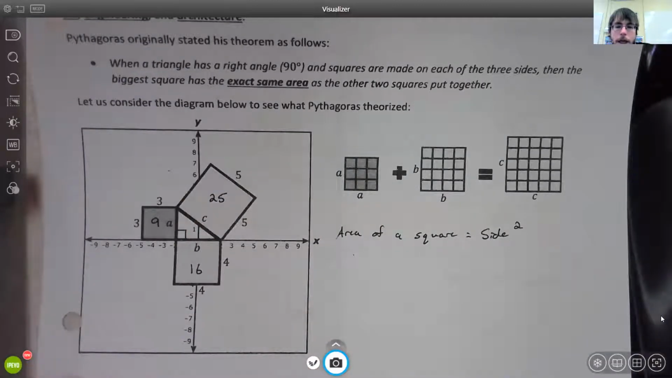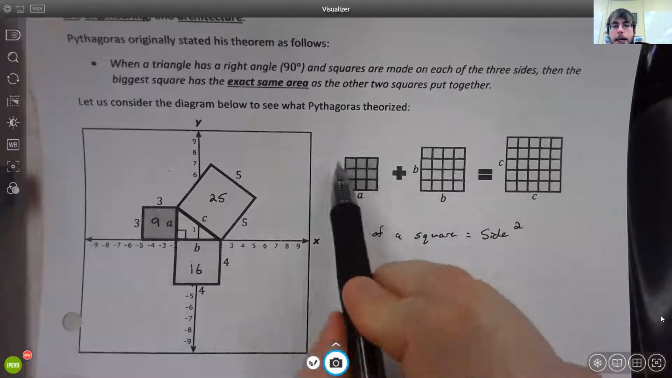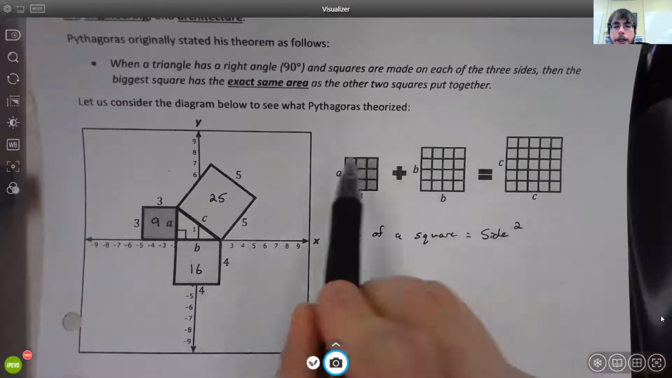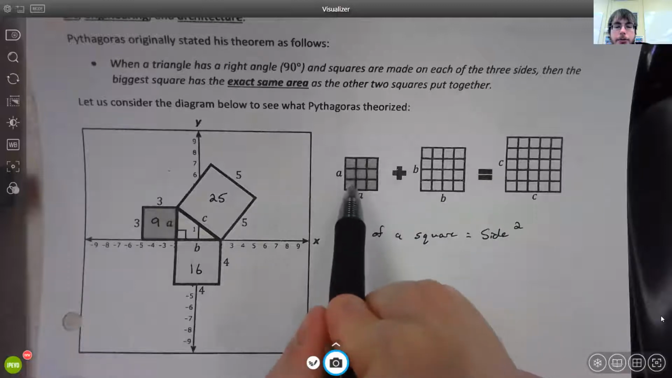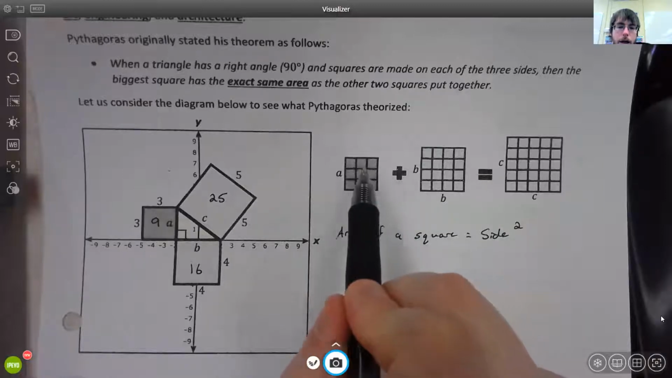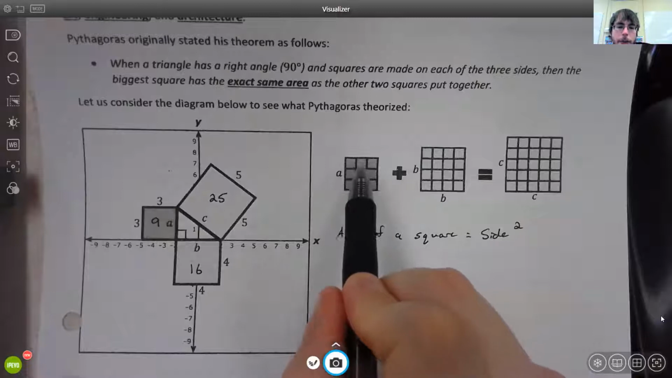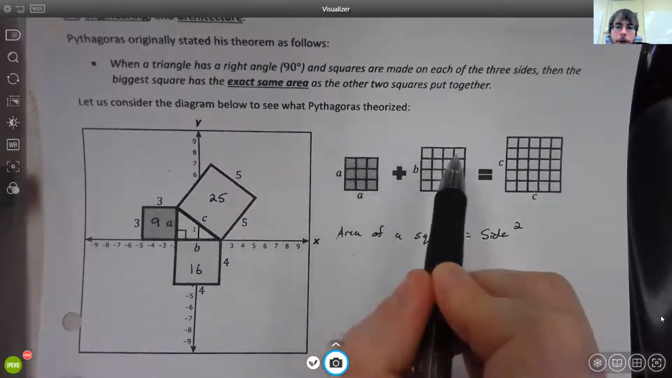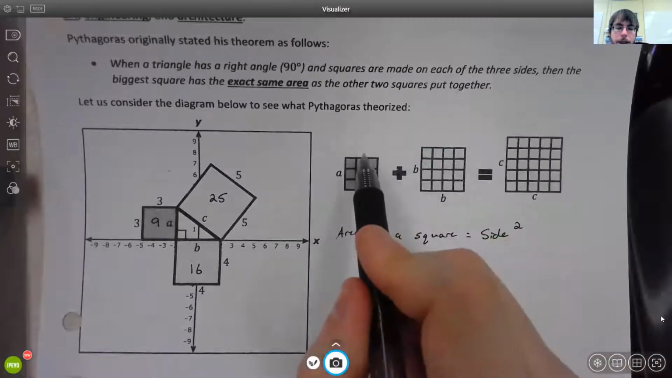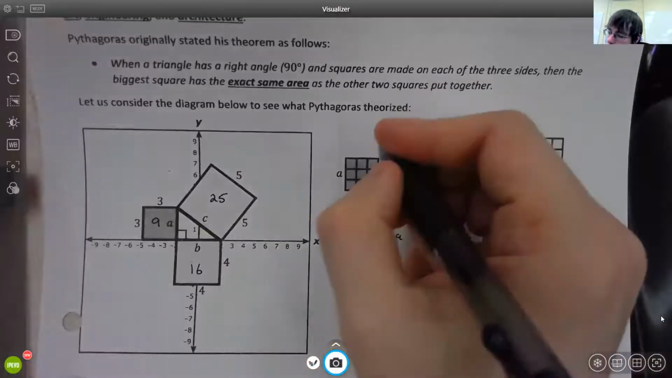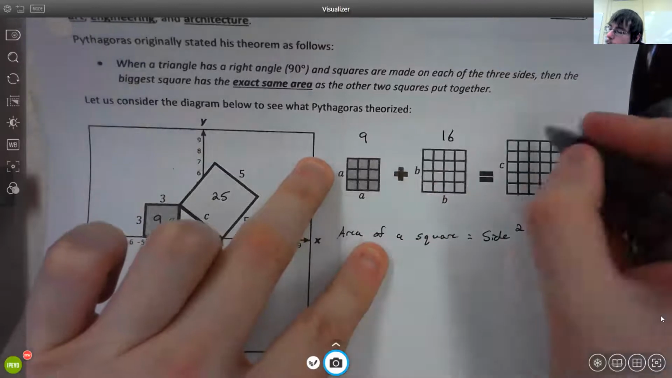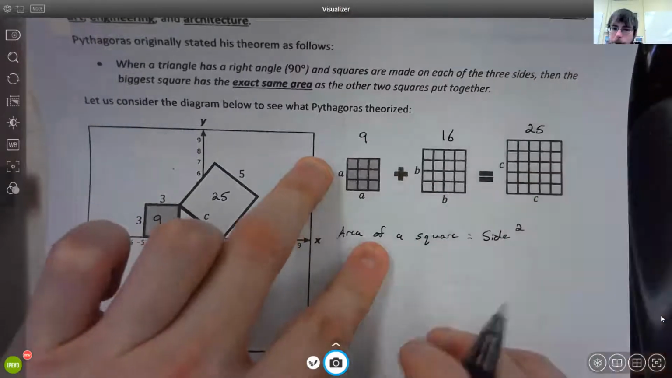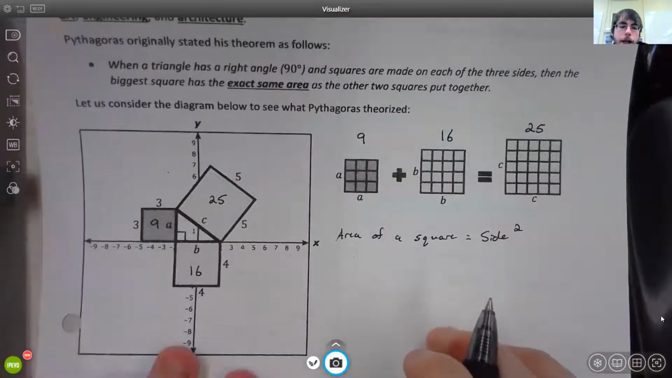Okay. Now you can see here that this is written out by breaking it into separate boxes that are each the same area. So this is a 1 by 1 square, and so on and so forth. And you can see that this has 9 squares total, this has 16 squares total, and this has 25, just like what we got here.